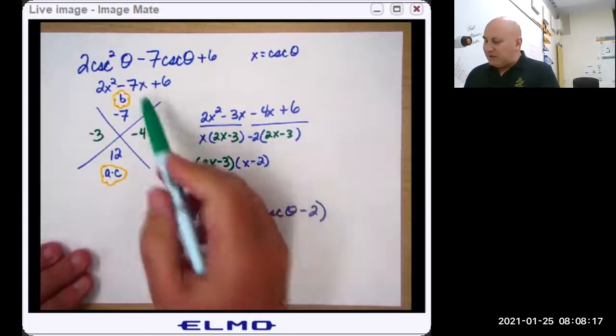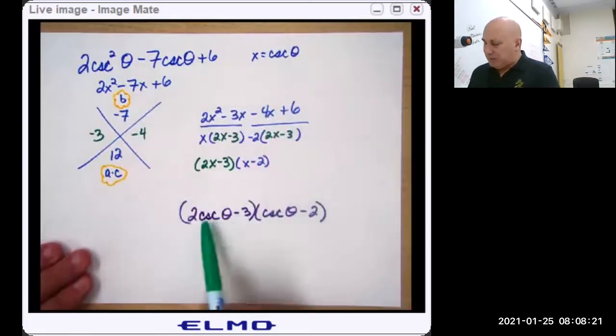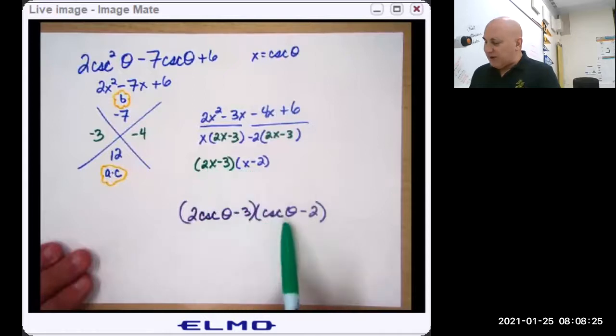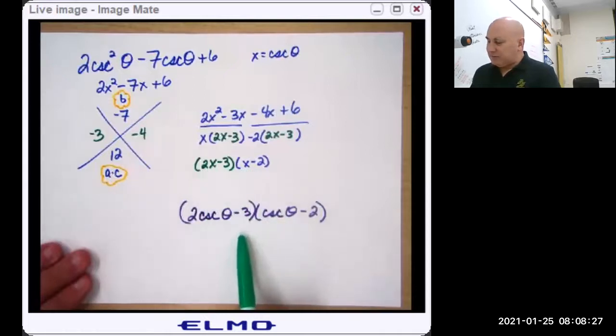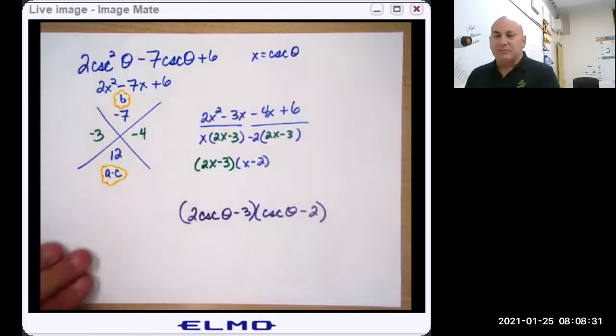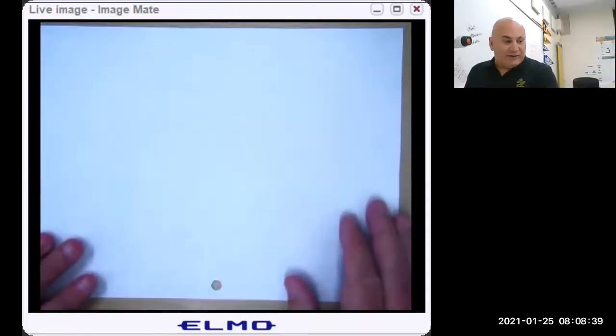And then remember, this wasn't an x problem, this was a cosecant theta problem. So now we just substitute cosecant theta in for x. And now I have factored this expression. Let's see if we can simplify this expression.